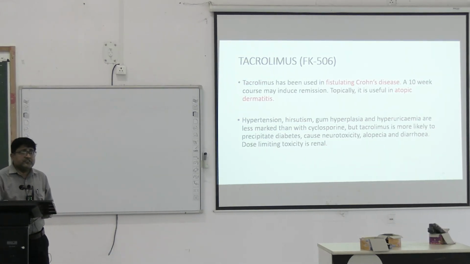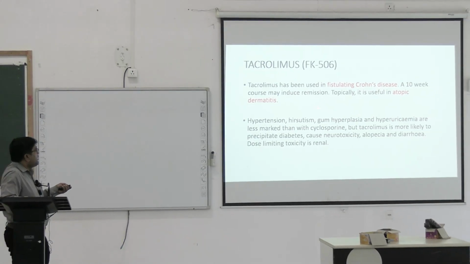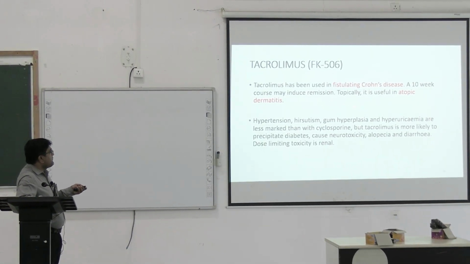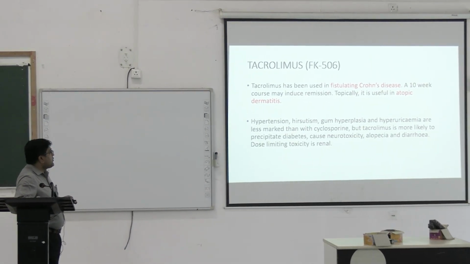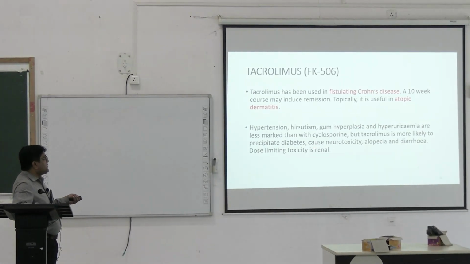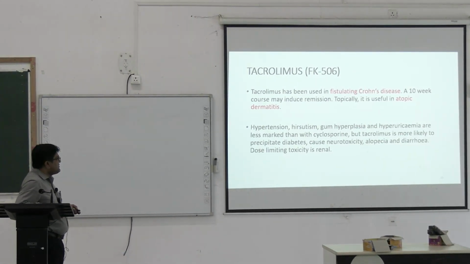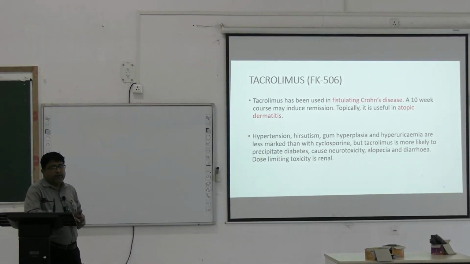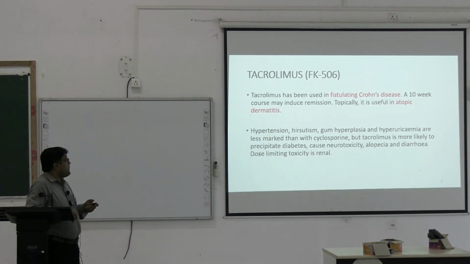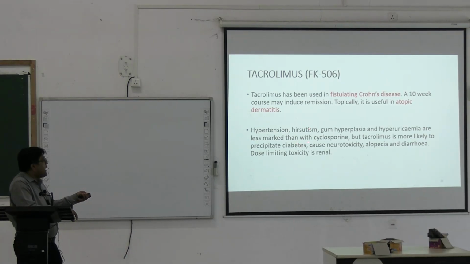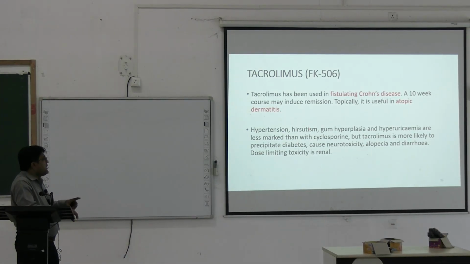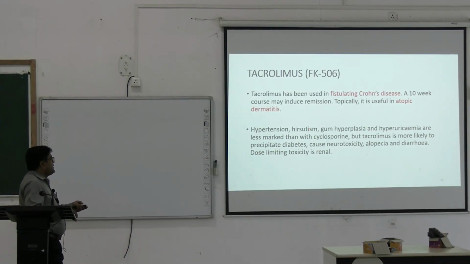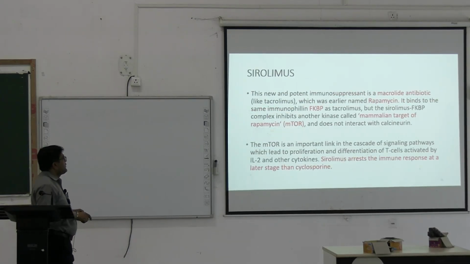It is useful in fistulating Crohn's disease. A 10-week course may induce remission. Topically, it is useful in atopic dermatitis. Hypertension, hirsutism, gum hyperplasia and hyperuricemia are less marked than with cyclosporine. Nephrotoxicity is less marked, but it can precipitate diabetes. Neurotoxicity can occur, alopecia, diarrhea. Nephrotoxicity is there, but the chances are lesser than cyclosporine.